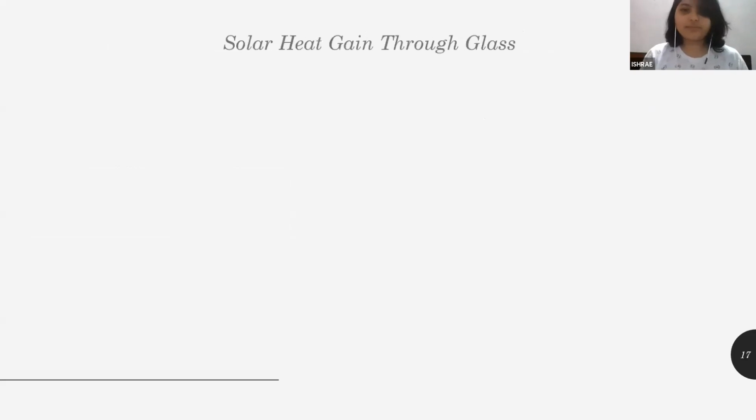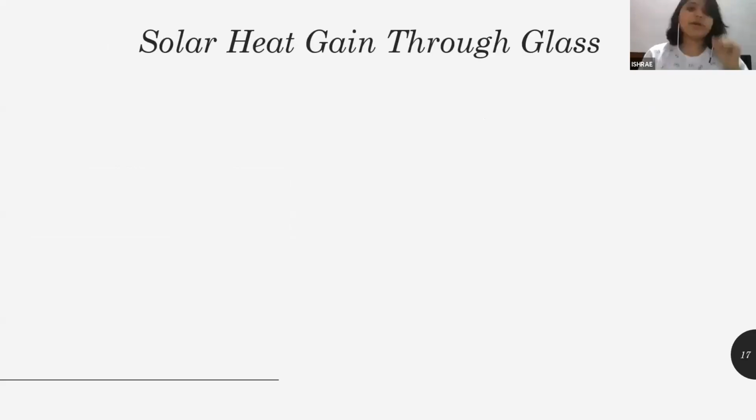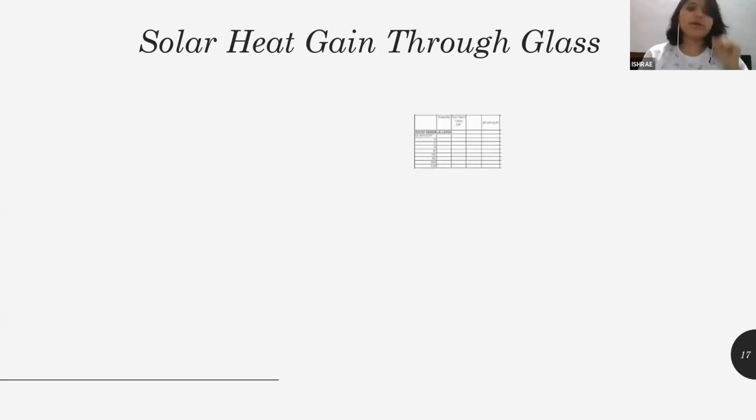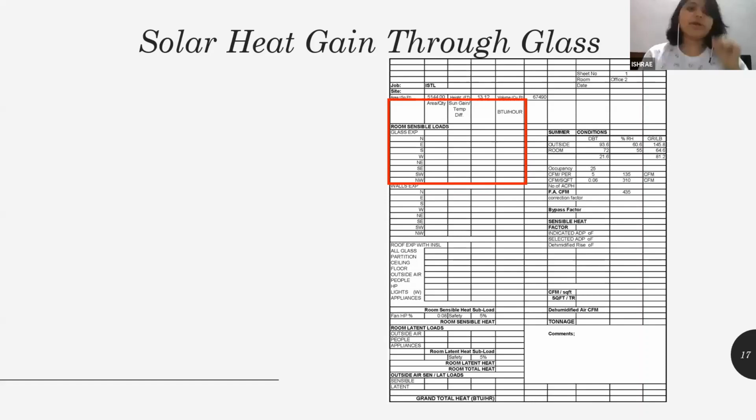Okay, clear? Moving on. Now, we are done with the basic part of the heat load calculation. Now we are going to go ahead and put in the loads. How much heat is being dissipated into my area? First, we are going to talk about the solar heat gain through glass. This is the table that is used for solar sensible heat gain through glass.